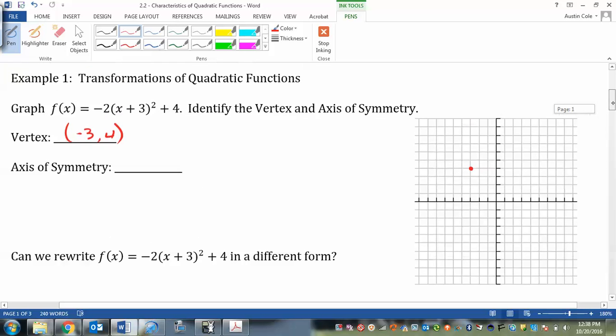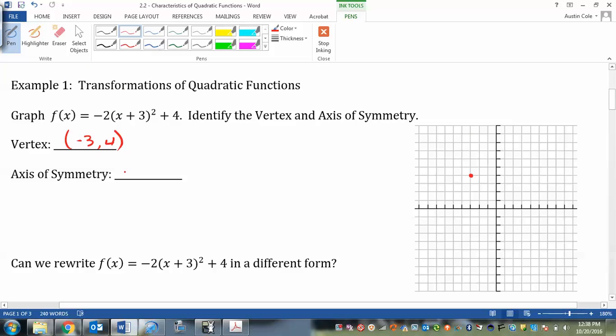Okay, my axis of symmetry is going to be what? x equals -3, okay? I'm going to do this in a different color pen. My axis of symmetry is right here. This is going to open up or open down. It's going to open down because a is -2. Okay, so what we're going to do now is make a table of values.